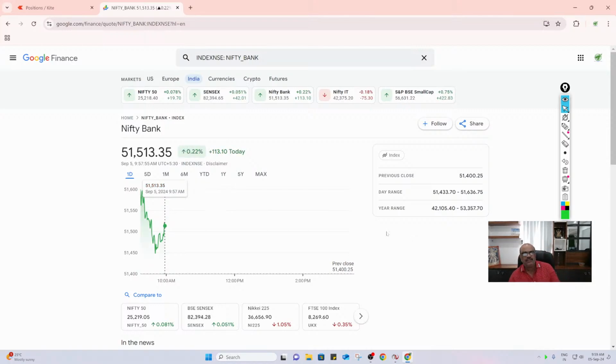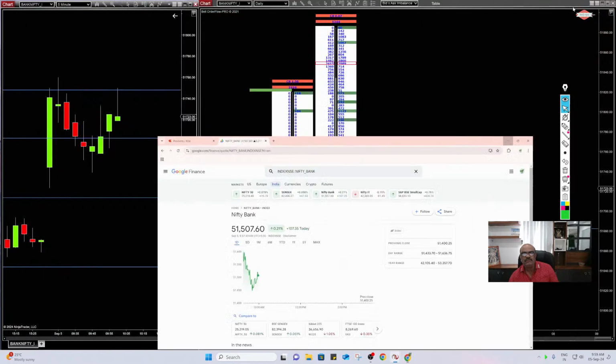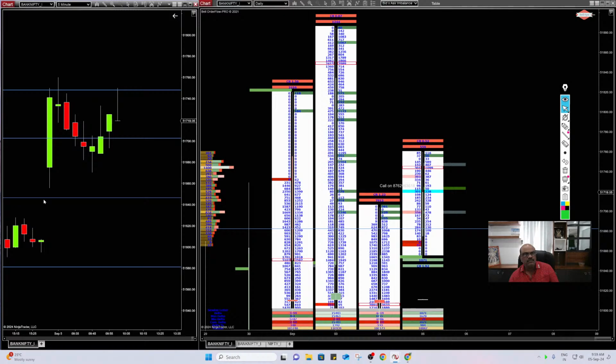53,357 is the all-time high, and it should be crossing that in this month or by the beginning of next month, because the market is very strong. There was a little bit of trapping here. That is what is happening at the resistance point also.